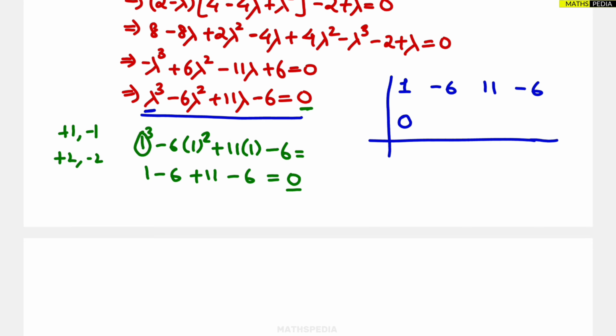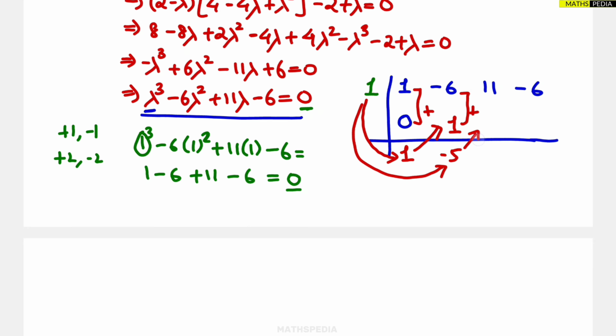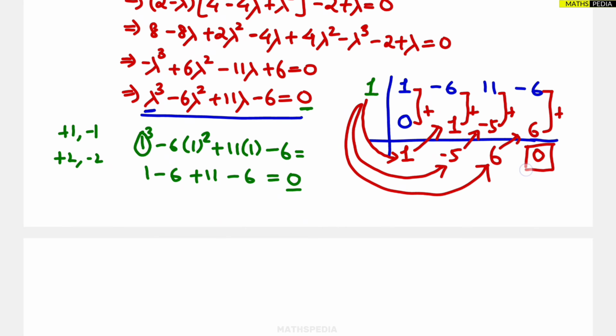That means 1 is one of the roots of lambda, because lambda has 3 roots. One of the roots is 1, so I can take 1 here. Next, carefully understand the synthetic method. So 1 plus 0 you have to do. It is always the number itself, 1. Multiply this root with this one, right below the next number. So 1 into 1 is 1. Add both: minus 6 plus 1 is minus 5. Then multiply 1 and minus 5, right below the next number, so minus 5. When I add both, I get 6. Then multiply 1 with 6, right below the next number, which is 6. Add both: minus 6 plus 6 is 0. Always remember you should get 0 as the last element after adding.